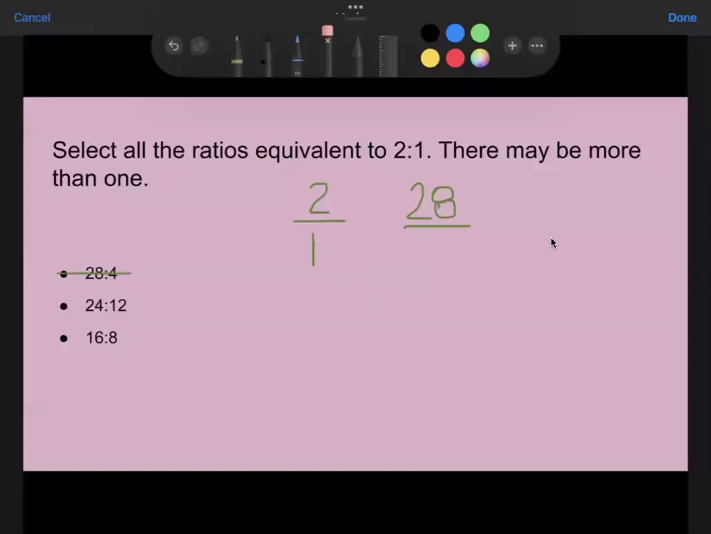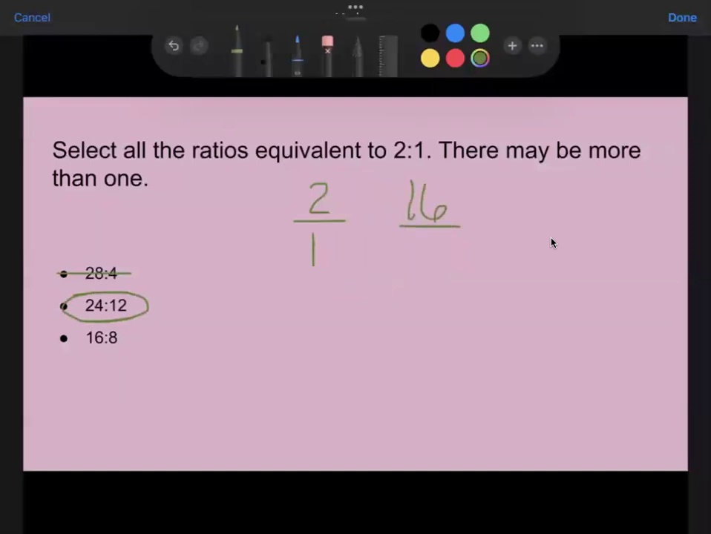So I'm going to go ahead and erase all this and move on to the second choice. The second choice is 24 to 12. So to go from 1 to 12, I need to multiply by 12. So 1 times 12 and 2 times 12. If 2 times 12 is indeed 24, which it is, that means that yes, these are equivalent. So I'm going to go ahead and circle that one. Now it said that there might be more than one, so I'm going to have to check the third choice as well.